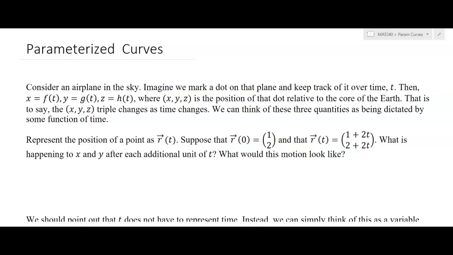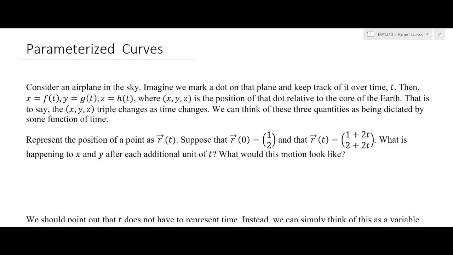Welcome back. In this lesson we are going to study parameterized curves, and on first sight this may seem to be somewhat disconnected from the process of integration and from the process of calculus in general, but you'll see soon how this is going to be a useful tool in going forward with things like line integrals.